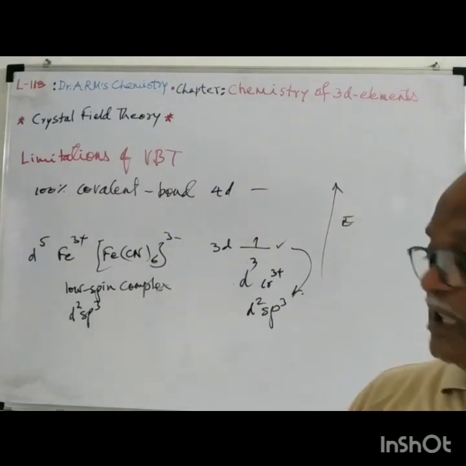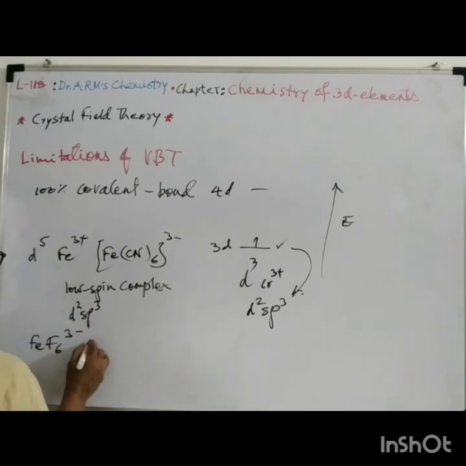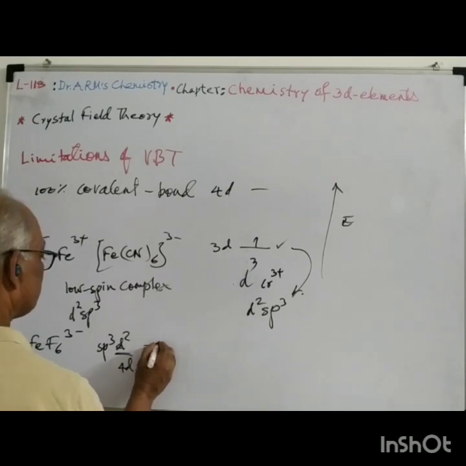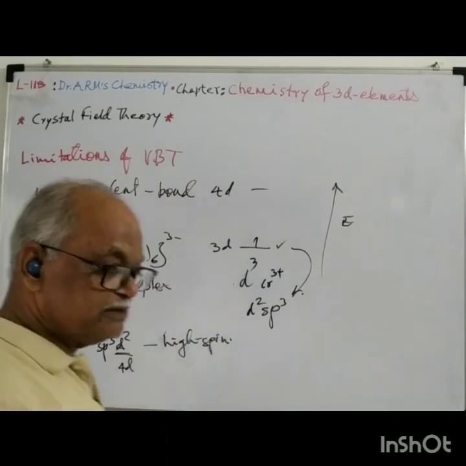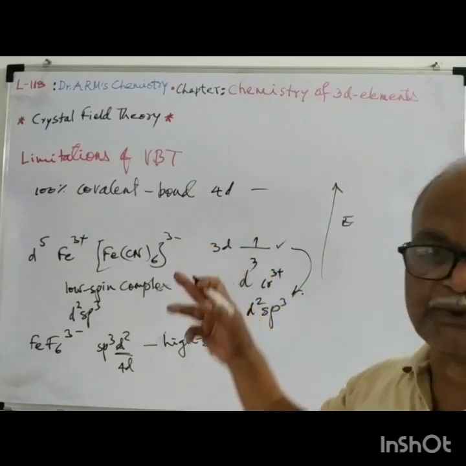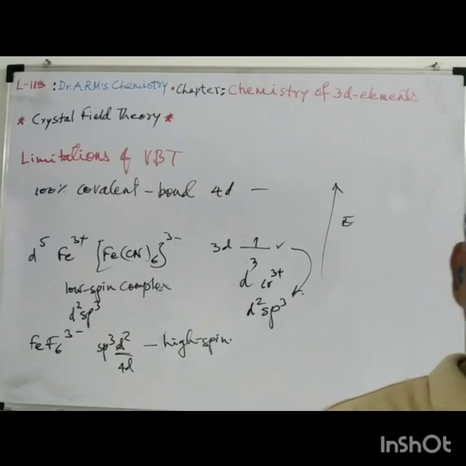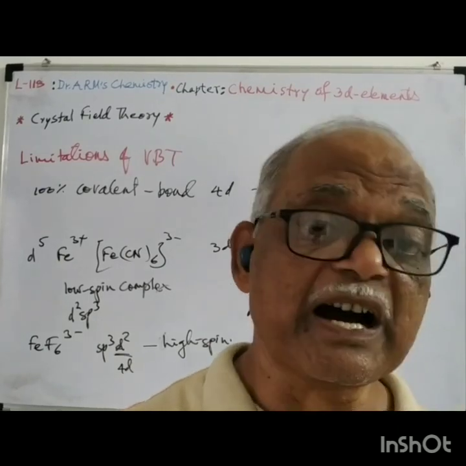And in case of another example, if you take FeF6 3-, here you will find that the type of hybridization is sp3d2. So here this d orbital usually is 4d. The d orbitals occupied for hybridization are usually 4d, and because of this the complex is high spin, and therefore it is more paramagnetic. In such type of complexes in which the inner d orbitals, 3d orbitals are used, sometimes the complex may be diamagnetic. Such type of behavior is not explained by VBT.